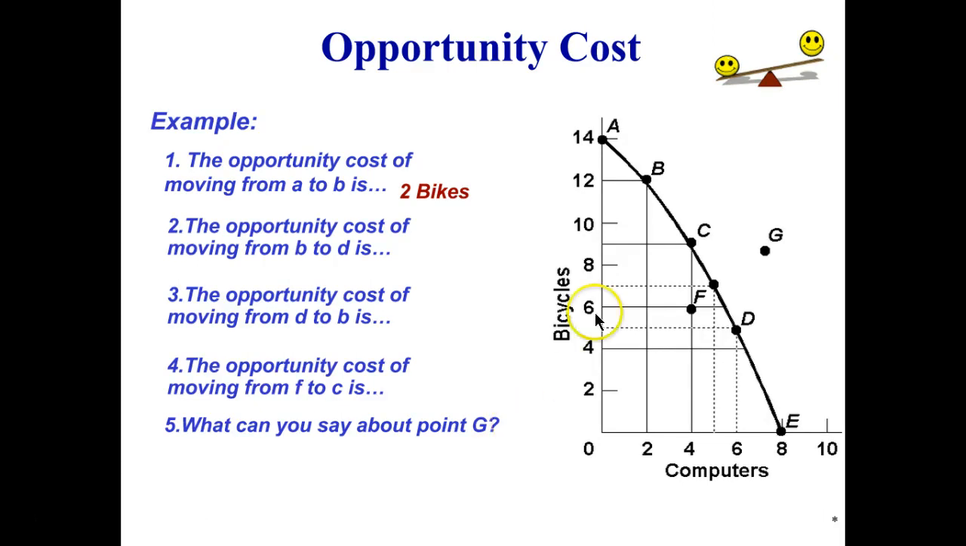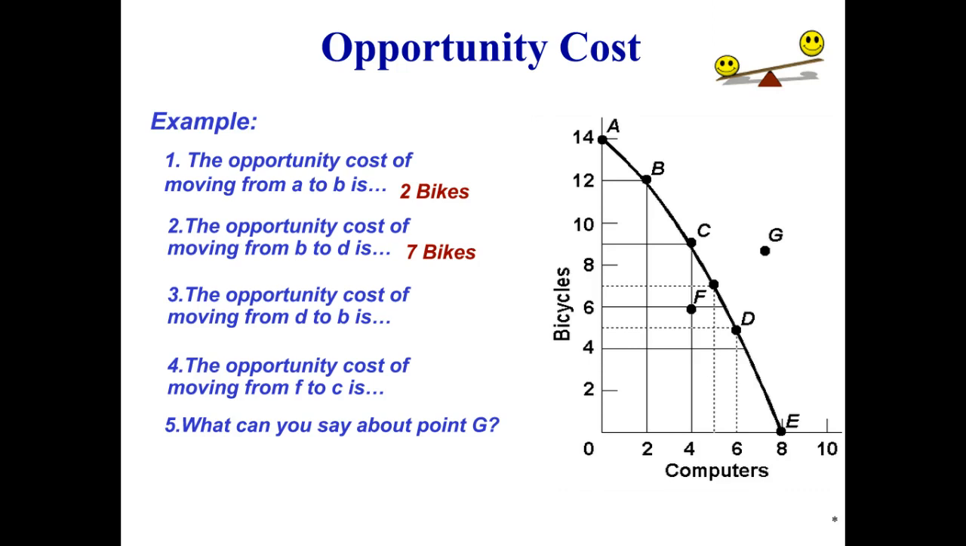So for number 2, the opportunity cost of moving from B to D. Once again, what do you give up in order to get something? So you were at 12 bikes, 2 computers, and if you're going to move all the way down to point D, what do you give up in terms of bicycles? So you go from 12, and that appears at about 5, so basically 12 minus 5 is 7. So you're giving up 7 bicycles.